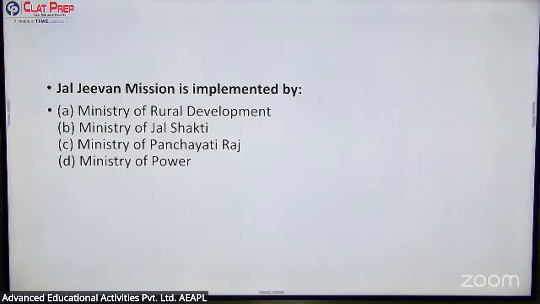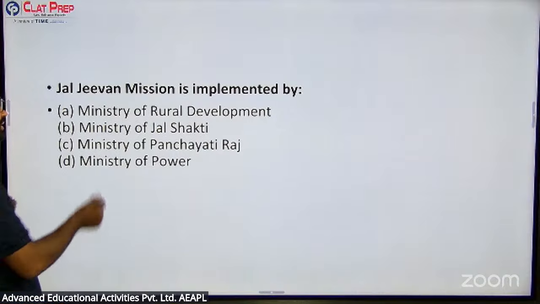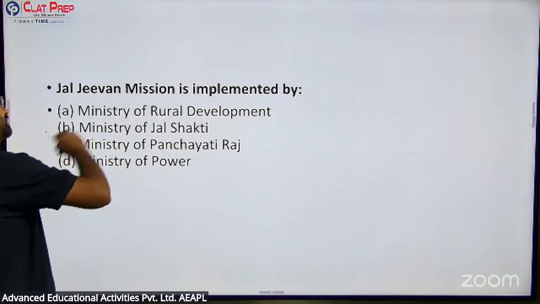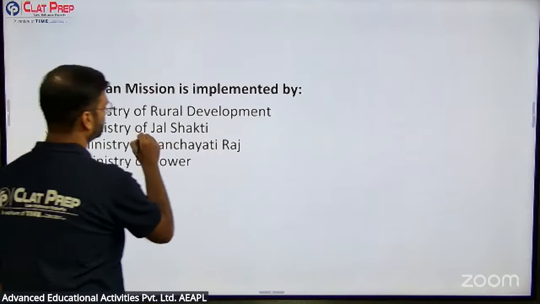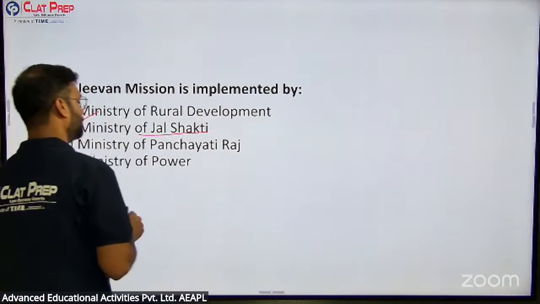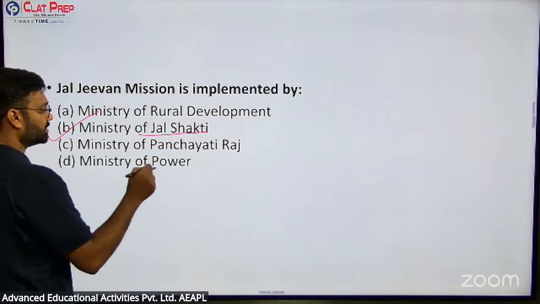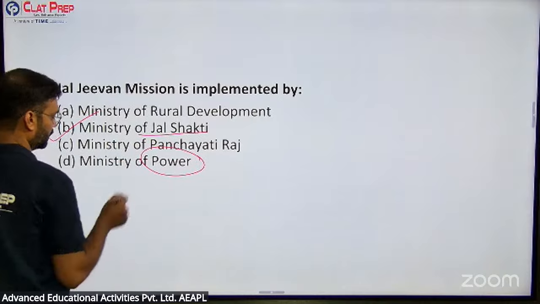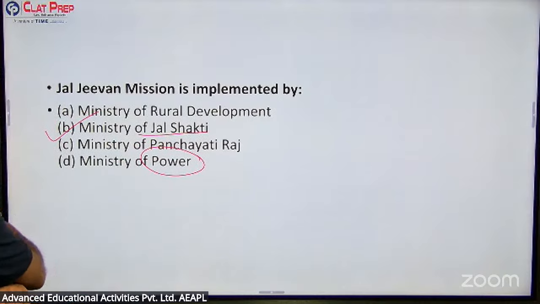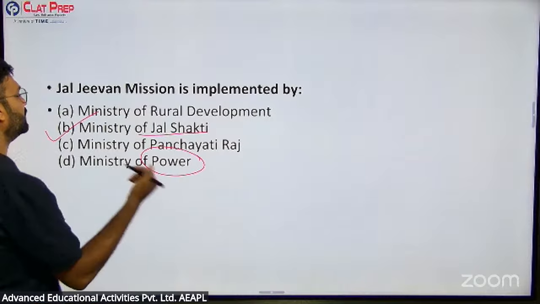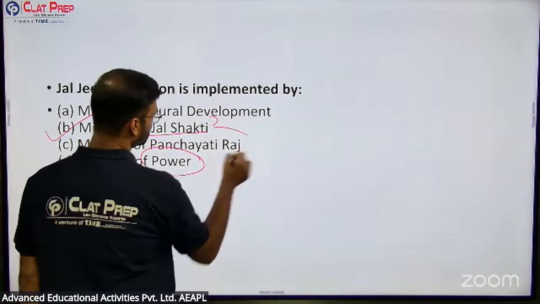Okay, next question. Jal Jeevan Mission is implemented by which ministry? Now we have to identify the ministry. I think the ministry which implements the JJM is the Ministry of Jal Shakti. Ministry of Jal Shakti is responsible. Here the option that you can eliminate is Ministry of Power. Ministry of Power can be eliminated, but the other three are similar. The other three are confusing. They are quite close to each other.